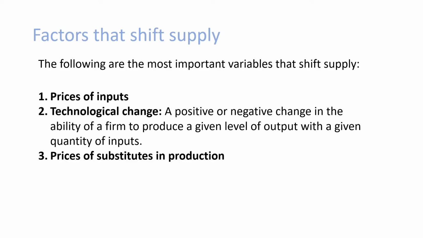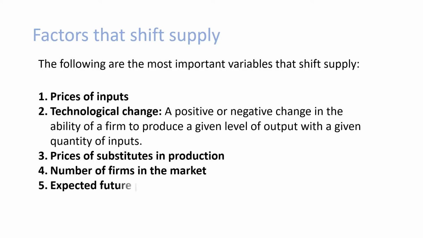The price of the substitute in production. When there are substitutes in production, firms produce something else. So over here, it will cause a shift in the supply curve as well. The number of firms in the market. The more the number of firms in the market, that means what? The more the supply. Imagine previously we had only 3 factories that produce, for example, laptops. Now the number increased to 6 factories that produce laptops. That means the supply of laptops will increase in the market.